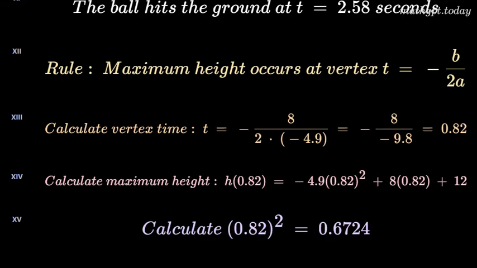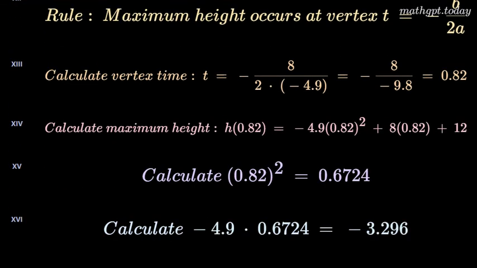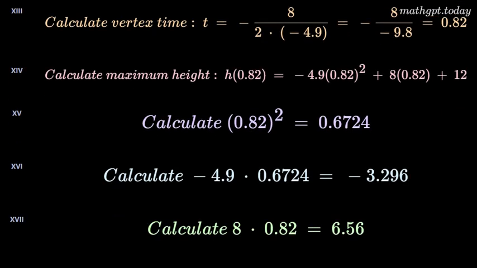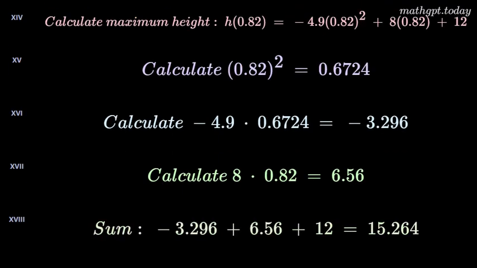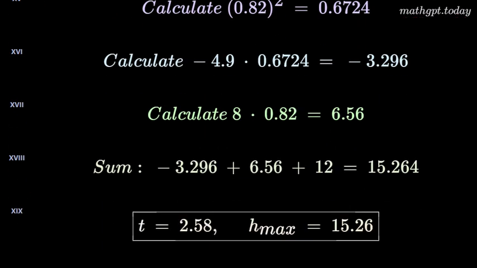To find the maximum height, we use the vertex formula, which gives the time at which maximum height occurs. Calculating the vertex time involves using the coefficients from the height equation. Now we can find the maximum height by substituting the vertex time back into the height equation. We first calculate the square of the vertex time to use in the height equation.